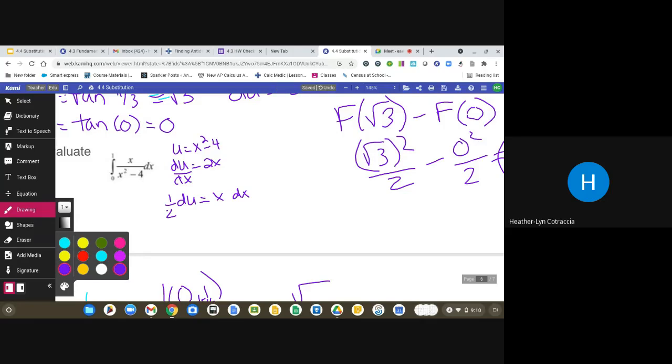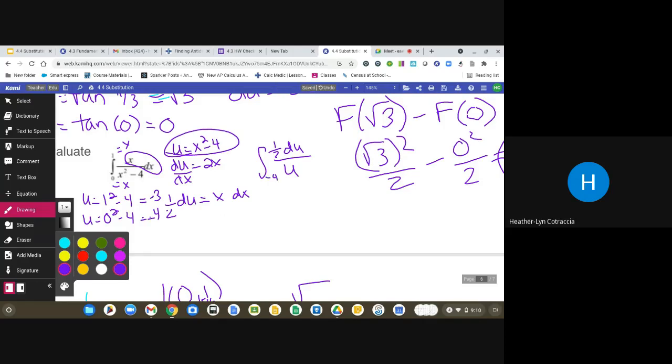So now I'm going to do my substitution here. So I'm going to have the integral. There's my x dx. So that'll be equal to 1/2 du. And then on the bottom, I have my u, which is x squared minus 4. Again, my bounds are x bounds, but I need them in terms of u. And remember, your u is x squared minus 4. So my upper bound will be 1 squared minus 4. My lower bound will be 0 squared minus 4, which will be negative 3 and negative 4. So negative 4 and negative 3.